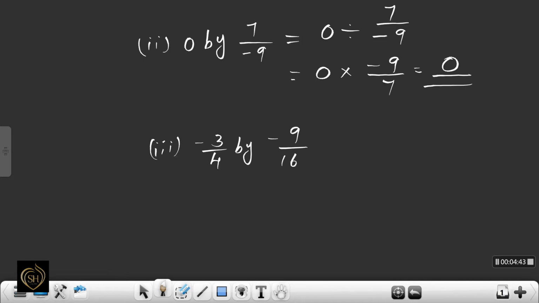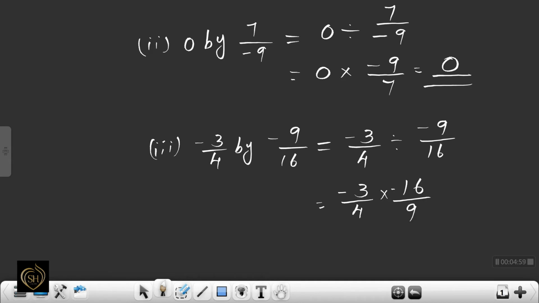Question number 3, negative 3 by 4 divided by negative 9 by 16, that is equal to negative 3 by 4 into 16 by 9. Cancellation possible. 3 3s are 9, 3 1s are 3, 4 1s are 4, 4 4s are 16. So our answer is equal to negative 1 into negative 4, positive 4 by 3, that is the same as 1 1 by 3.